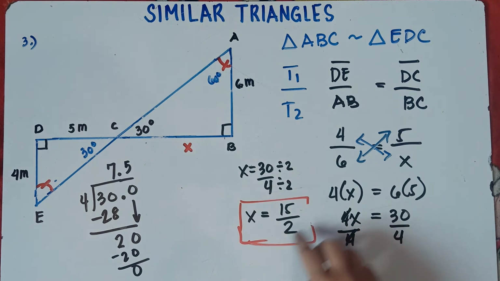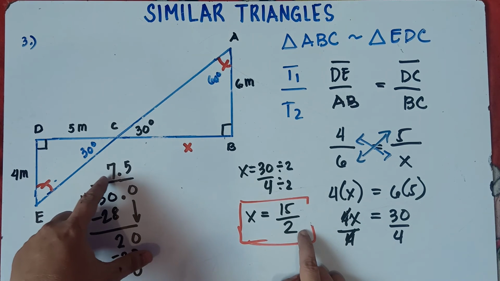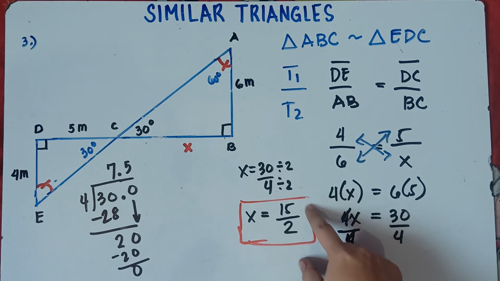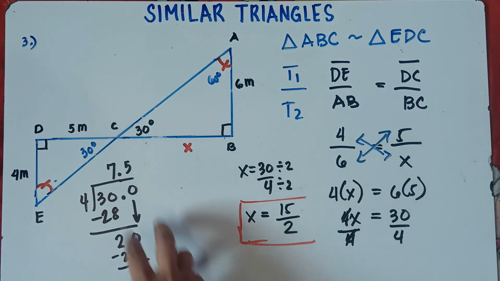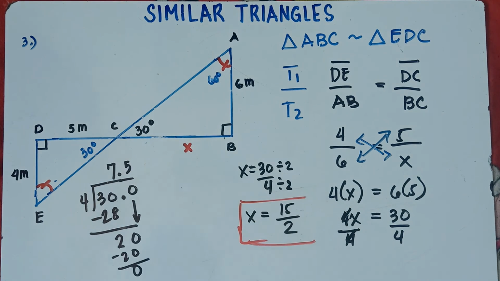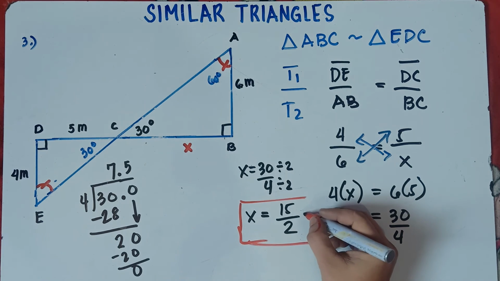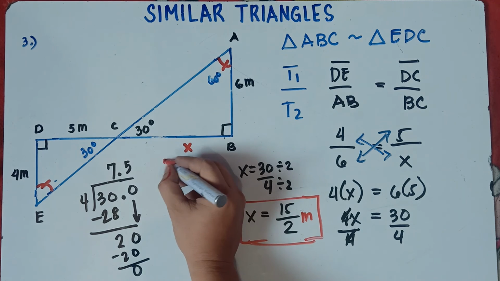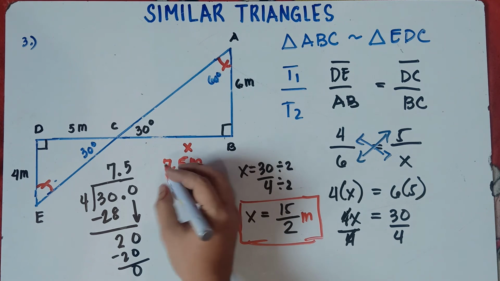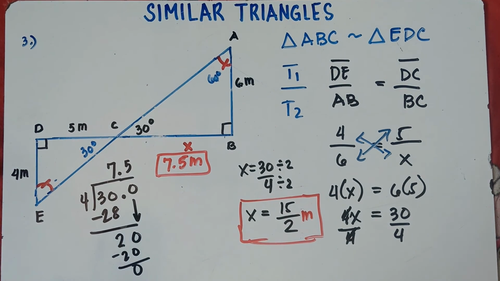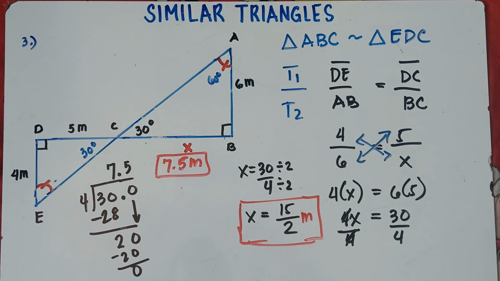So you can have this answer, class. This 15 over 2 is just the same as 7.5 because 15 divided by 2 is 7.5. If the teacher will ask for a decimal, this will be your answer. If it would be a fraction, this will be your answer. This is actually the same. So 15 over 2 meters, or you can write 7.5 meters. So our answer, class, for number T, is 7.5 meters for x.